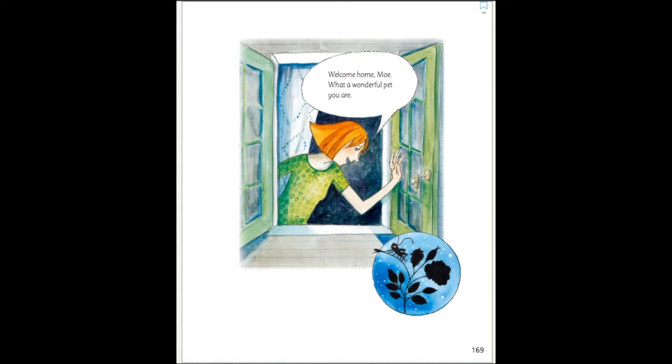How does the story end? Well, all the pets have gone home except Mo. And Mo has now become Miss Fry's pet. Miss Fry is happy to have him, and he seems very happy in Miss Fry's garden. He's chirping, he's done a somersault.